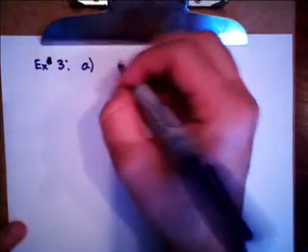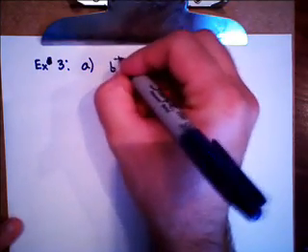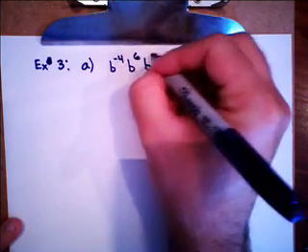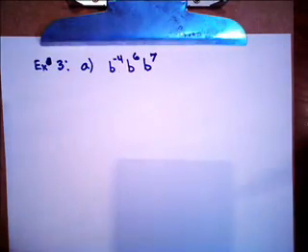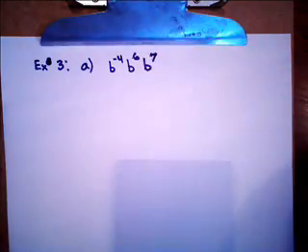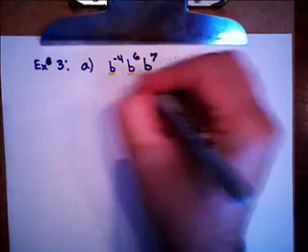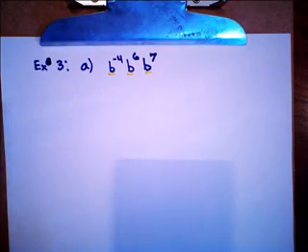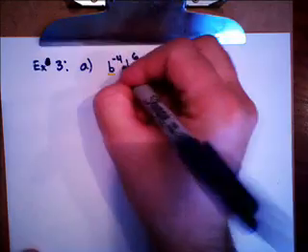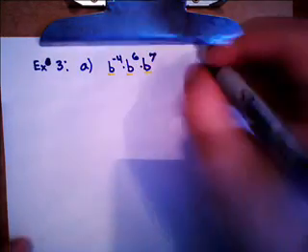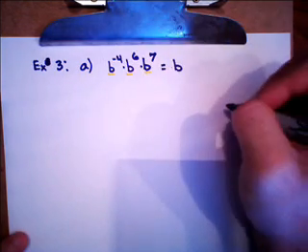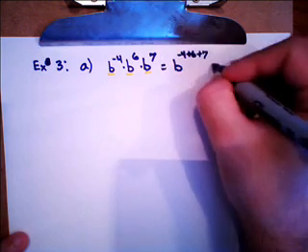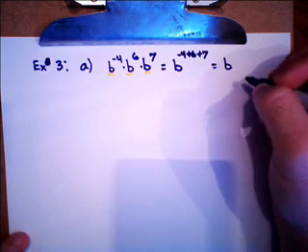Example A says simplify b to the negative 4th, b to the 6th, b to the 7th. Okay, so this one is pretty easy. You notice that all of the bases are the same. You have b, b, and b, so we know that we can work with the exponents using the properties that we just went over. So since we're multiplying all of these, we're just going to add them. Okay, so I'm going to rewrite this as one base, b to the negative 4 plus 6 plus 7, which we know to be 9.